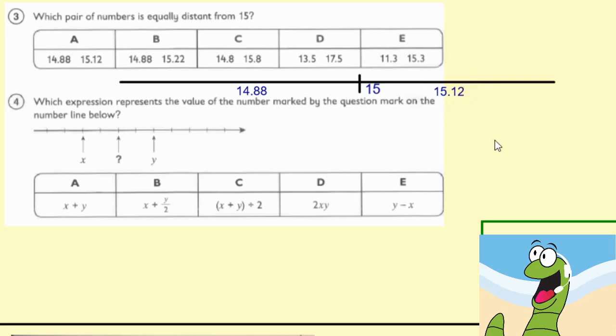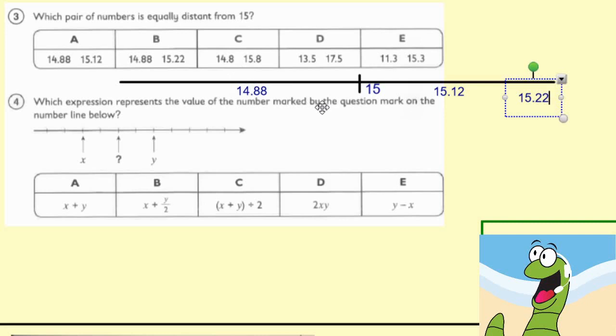So let's go for another one. And we've got 14.88, so that's going to be the same place, but this time we've got 15.22. Okay, so we're going to put our 15.22 up here, so that's 15.22. Then you've got 14.8 and 15.8.